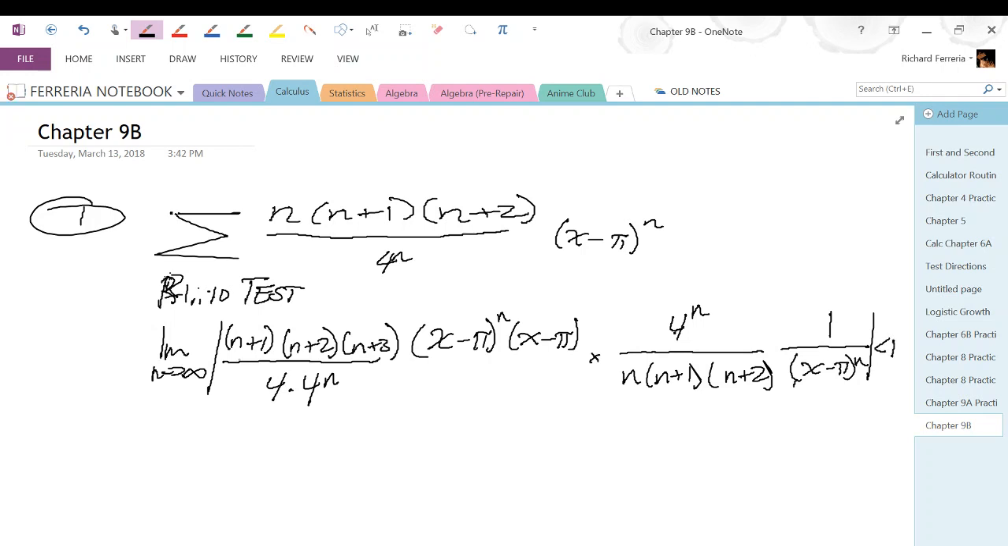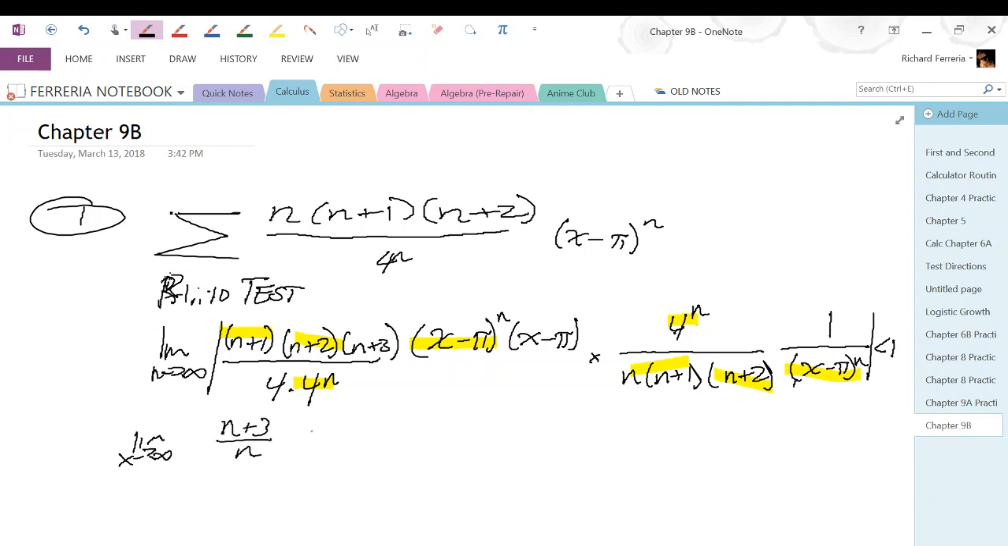Okay, it's pretty standard, right, the ratio test here. Cross out the terms that you can cancel. I can cancel out n plus 2 with this n plus 2 here. I can cancel this n plus 1 with this n plus 1 here. I can cancel this 4 to the n with that 4 to the n. Cancel that x minus pi with that x minus pi. And I think that's it, right? Okay, so that leaves me with the limit as n approaches infinity of, what's on the numerator? n plus 3.